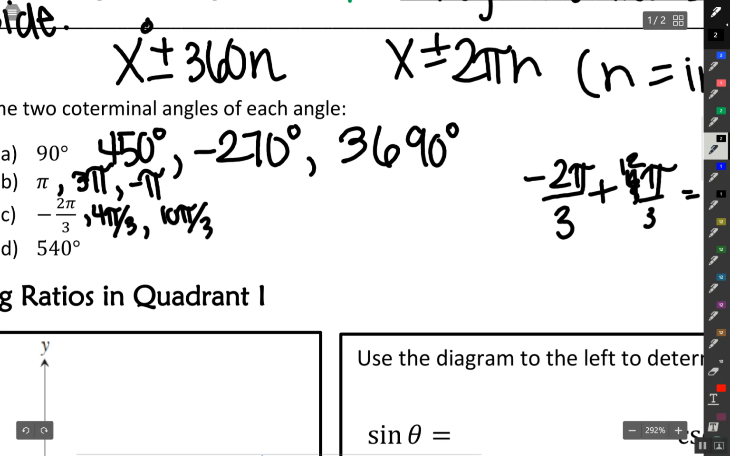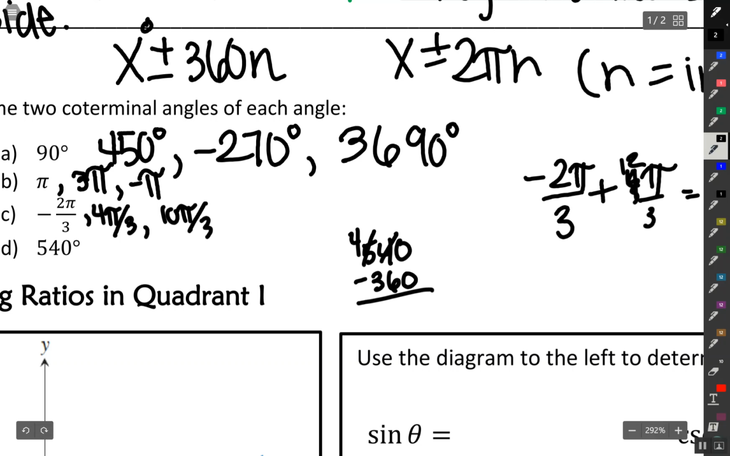Okay, 540 degrees. When they give you a large angle, it's helpful to remember, what is that in something less than 360? Because you kind of need to know it. So 540, I'm going to subtract 360 from that. Carry the 1. Borrow the 1. Yeah, it's 180.